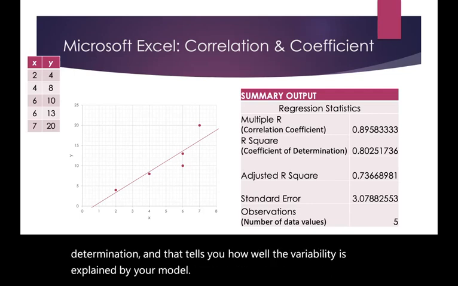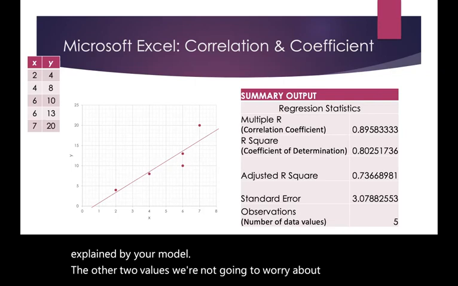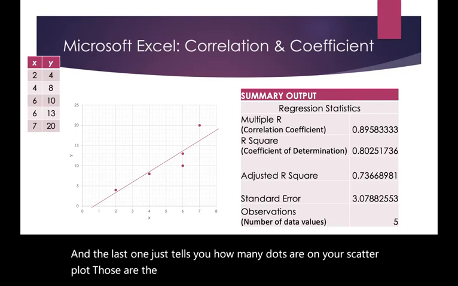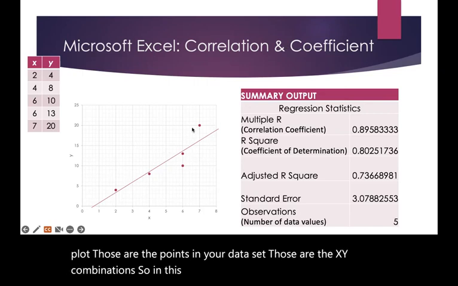The other two values we're not going to worry about here. And the last one just tells you how many dots are on your scatter plot. Those are the points in your data set, the XY combinations. So in this case, there are 5 dots on our scatter diagram, so the number of observations is 5.